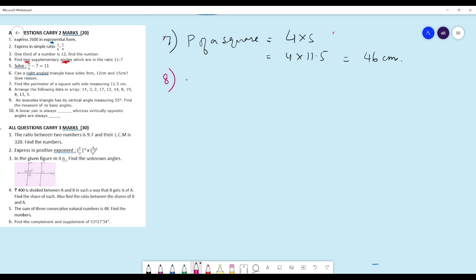So arrange simply means that you arrange them in the increasing order. So 2, then 3, then which number is next? Then we have 5, then we have 8, and then we have 12, and then we have 14. 13 comes in between, so 13 and 14, and then 19.